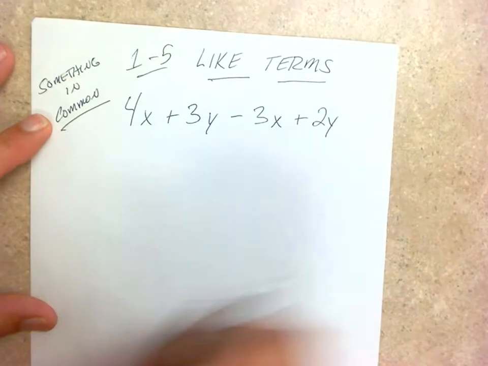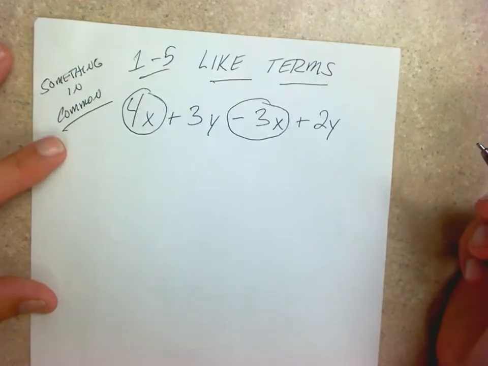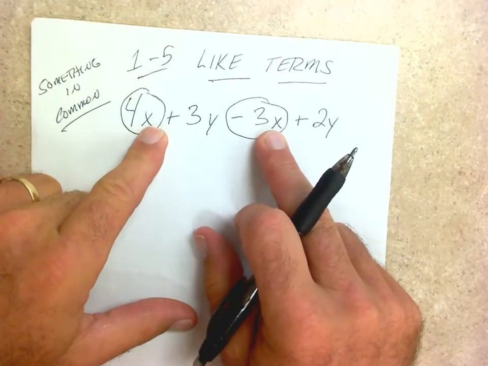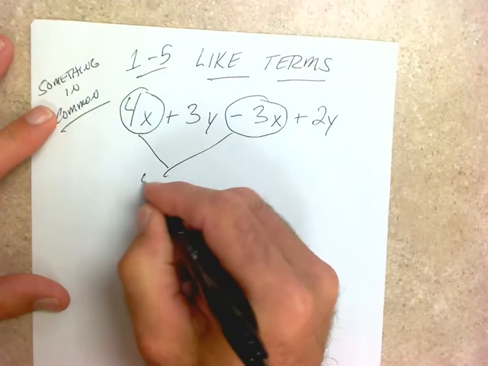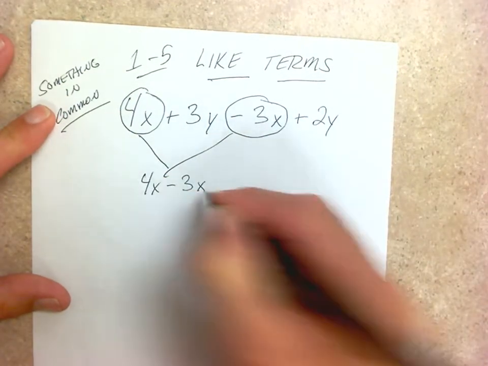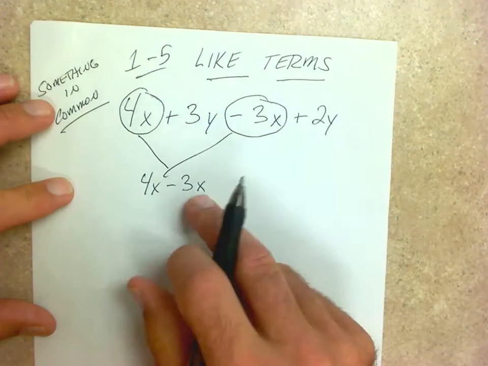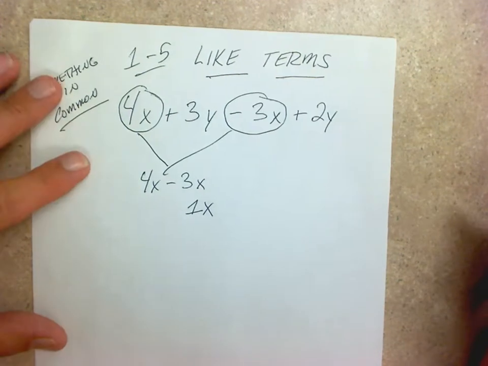So for this particular setup, we would say that these two terms are like terms because what they have in common is that they both have the same variable, x. And we can go ahead and pull those, and we can go ahead and work that little teeny expression out. 4x's take away 3x's, that leaves us with 1x.